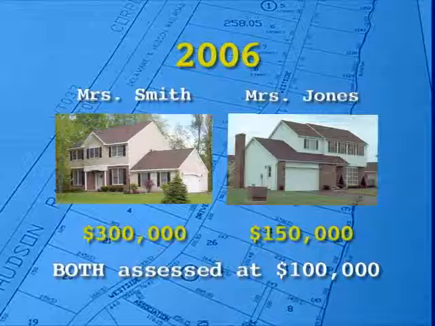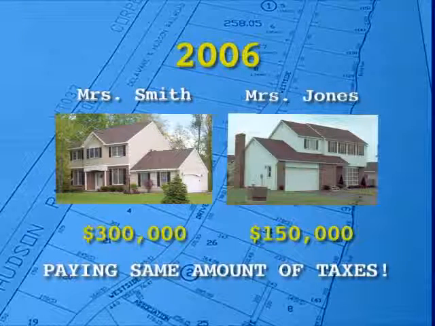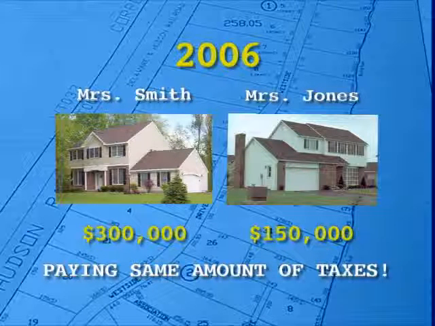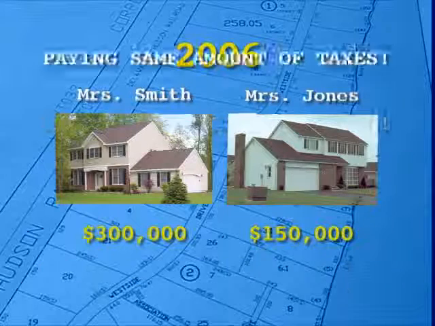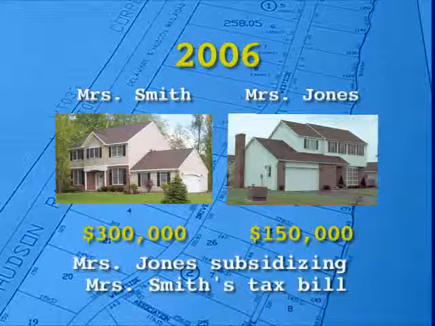As a result, even though Mrs. Smith's home has dramatically increased in value, while Mrs. Jones' home has increased only moderately, they're still both paying the same amount of taxes. So, to put it quite simply, Mrs. Smith is paying less than what she should be, and Mrs. Jones is paying more than her fair share. Mrs. Jones is therefore actually subsidizing Mrs.